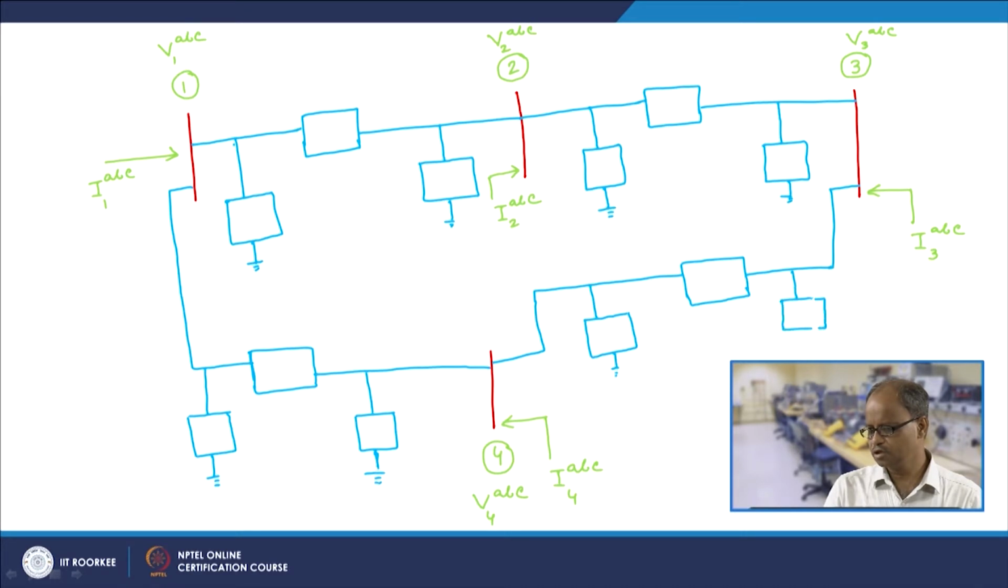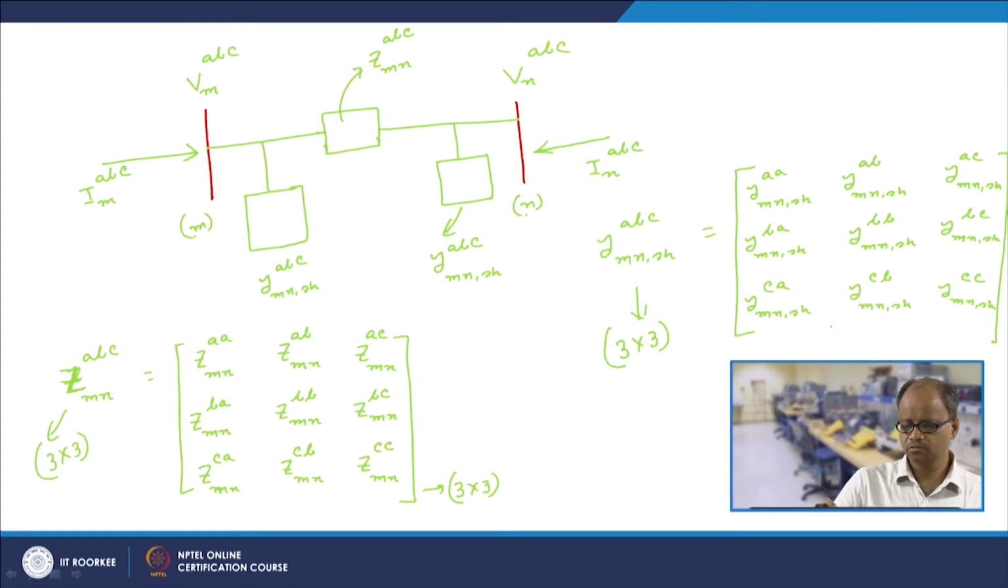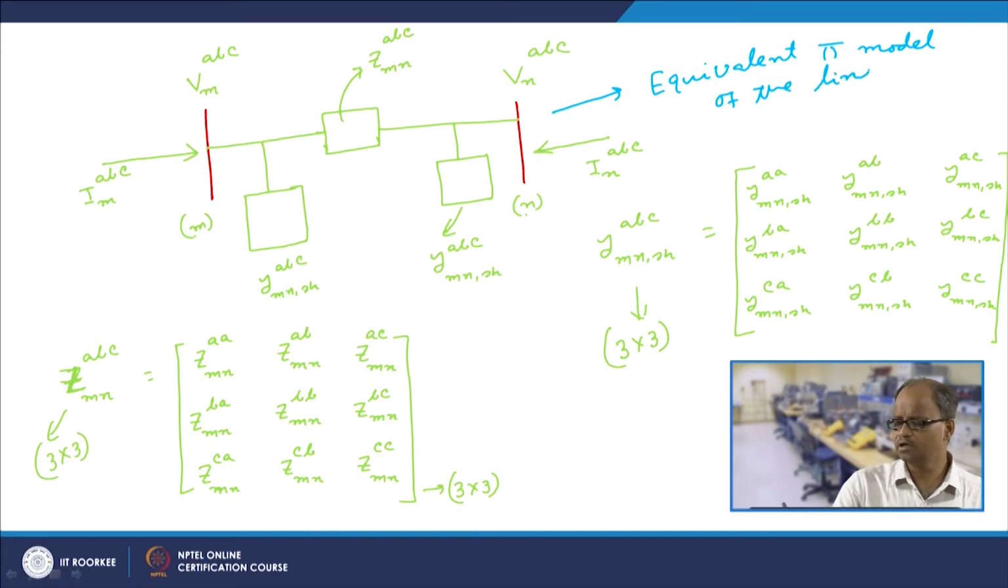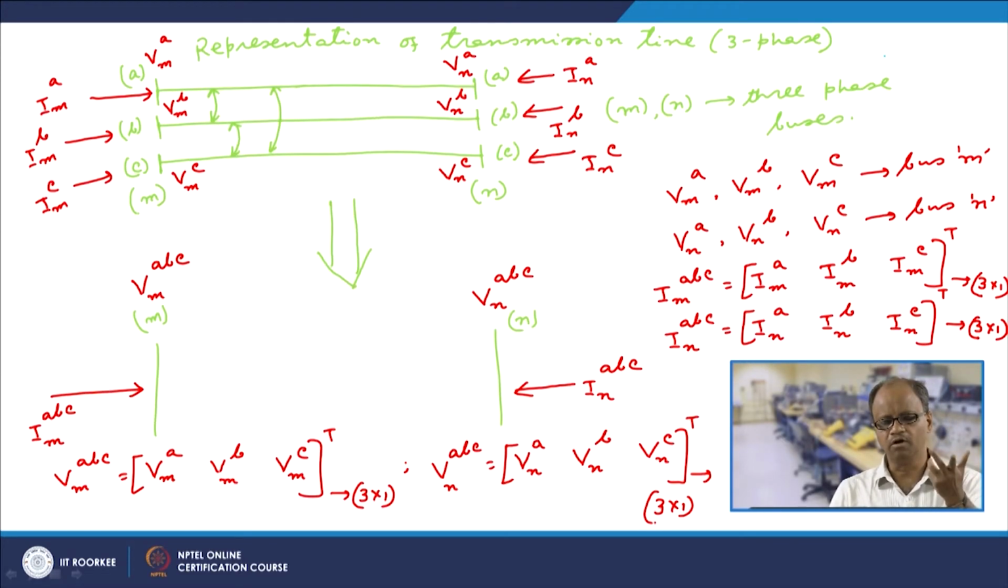so essentially, now if we look at this, this is essentially an equivalent pi model of the line. You may be wondering where we will get this matrix. Well, it depends upon the configuration of the line, that is, the distance between individual phases, the tower height, etc., right.